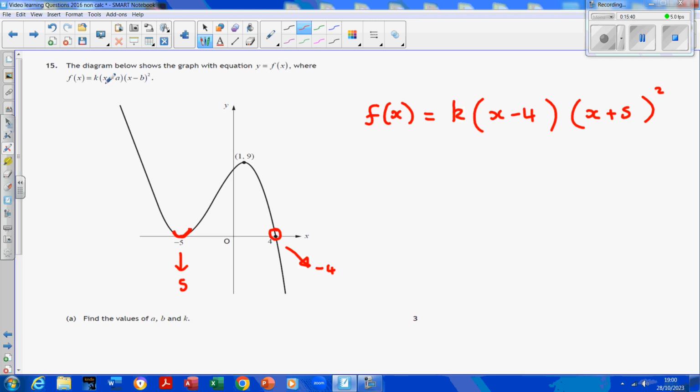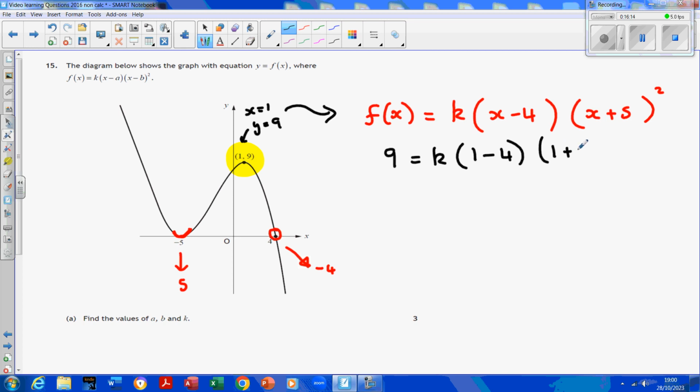Now, we've got to work out what k is. So you look for the point that you've not used, and it's one that's not a root. There, it's there. So we've got the point (1, 9). What does a point mean? It's an x value and a y value. So that tells me x is equal to 1 when y is equal to 9. So we sub them into this equation and we can work out what k is. So y is just your f(x), so 9 is equal to k times (1 minus 4) times (1 plus 5) all squared.